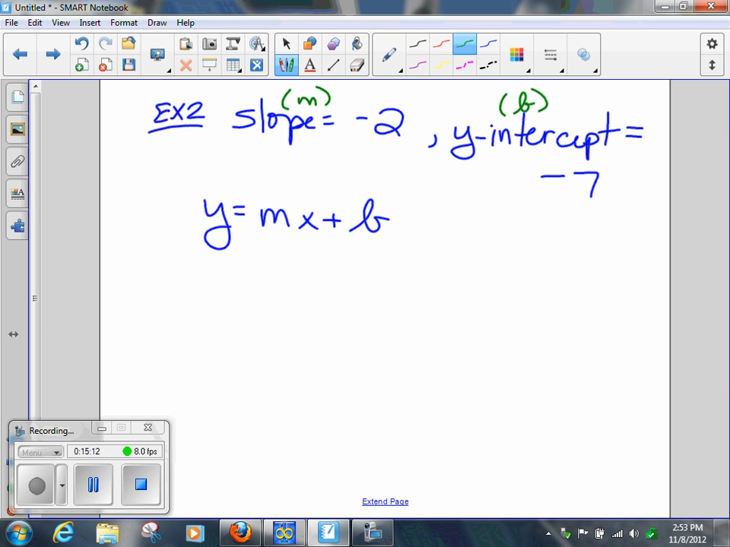So it's very simple. It's the same problem we just did. It just looks different, isn't it? I'm actually telling you what this stuff is. So what is my final equation going to look like? Negative 2x minus 7. How many of you got that?